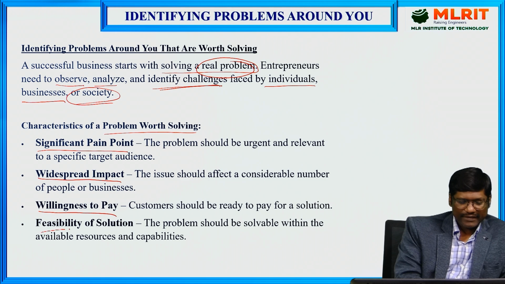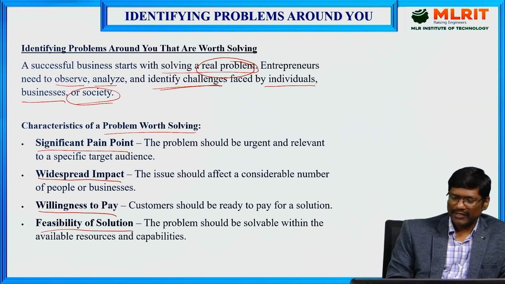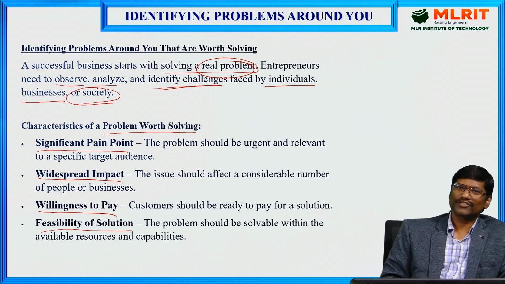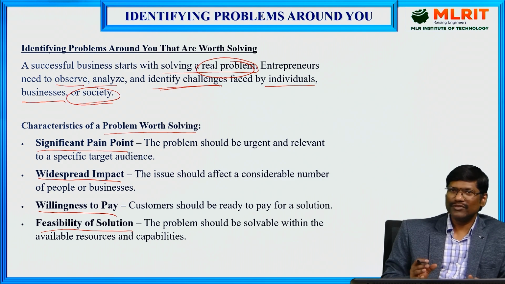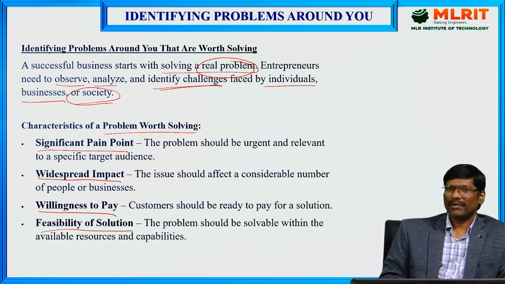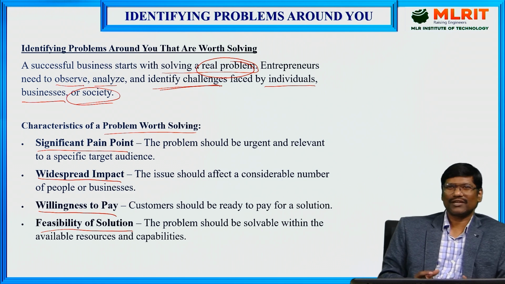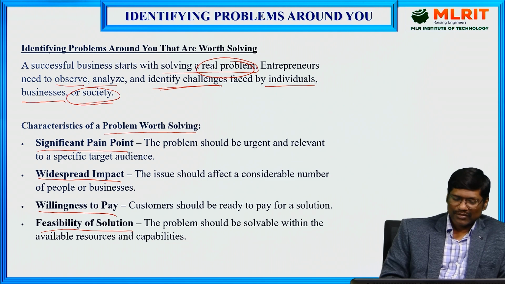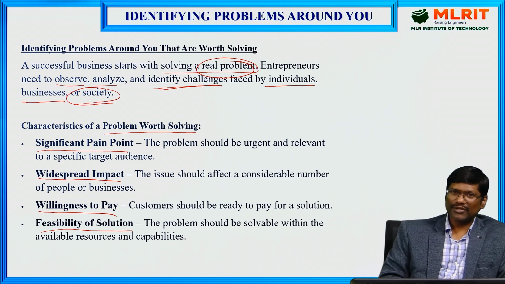The fourth one is the feasibility of solution. The problem should be solvable within the available resources and capabilities. Always the problem should be solvable, right? A feasible solution should be there, as I mentioned just now. If the solution is too costly, people are not going to buy. If it is not solving their problem, leaving them halfway through, then people won't go. Maybe one time they buy, and the second time they say no, it is not providing a complete 360-degree solution for them. So it is very important. Your solution should be feasible, right?